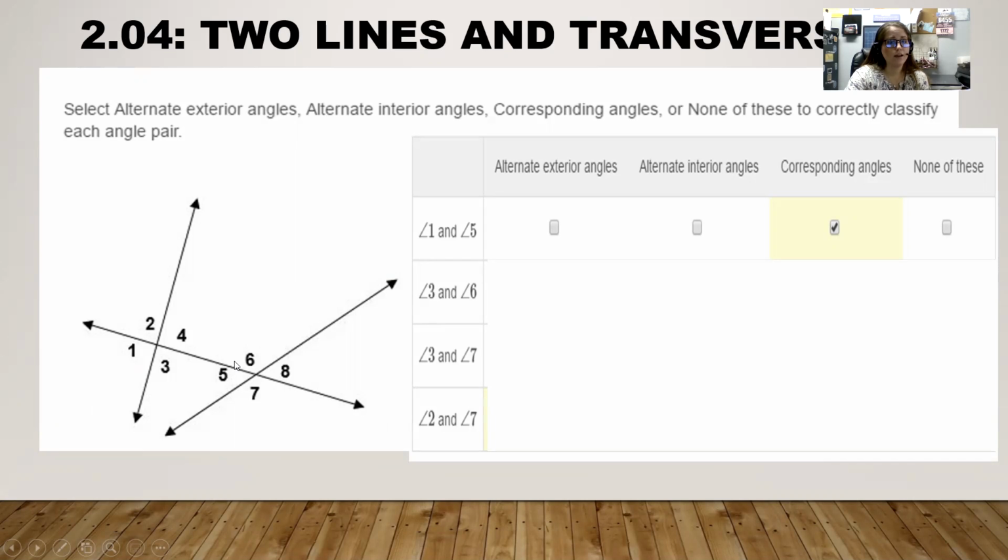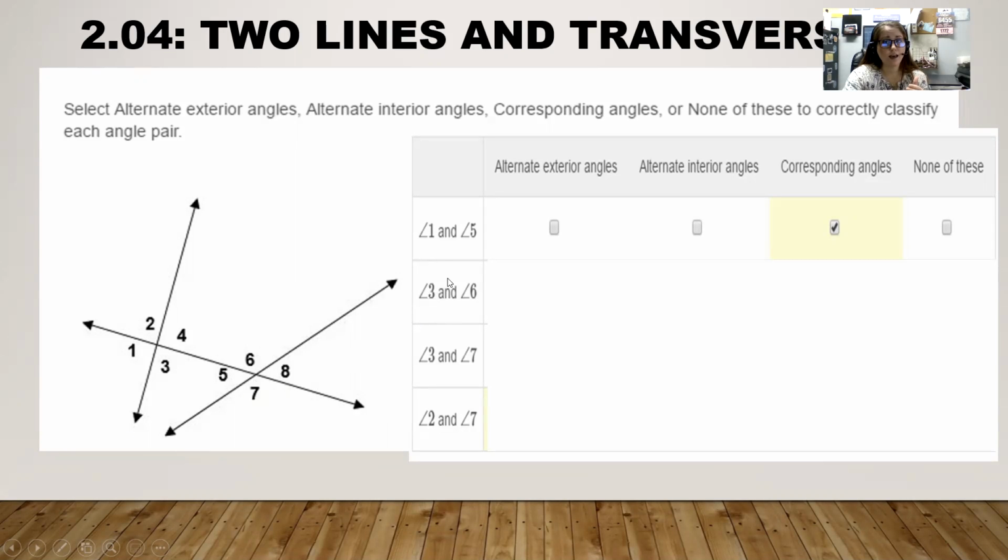So angle 3 is right here, and angle 6 is right here. Well, we can conclude that it's not exterior angles because these angles are both to the interior of these lines. We can also conclude that it's not corresponding angles because remember with corresponding angles, they're both on the same side of those lines. And in this case, angle 3 is to the right of this line, and then angle 5 is to the left of this line. So they're not on the same side.